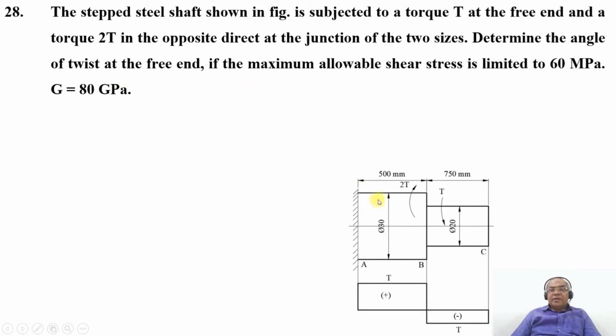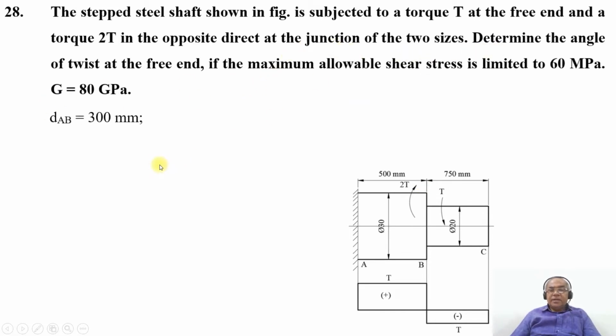So here you have a stepped steel shaft having torque T at the free end, which is applied in the counterclockwise direction, and a torque 2T in the opposite direction at the junction of the two sides. That means since this is counterclockwise, 2T will be clockwise. So determine the angle of twist at the free end.